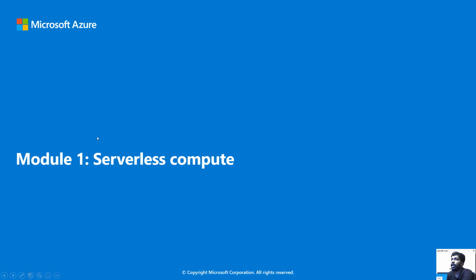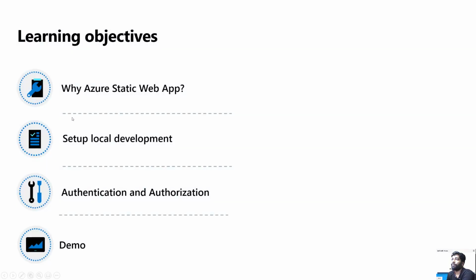In the first module, we are going to see serverless compute. In this, we are going to cover why we need Azure Static Web App in the first place, where we will be comparing the traditional web application and the static web application. And in the next stage, we will see how to set up a local development environment with which you will be able to run both the API and the app in your local setup.